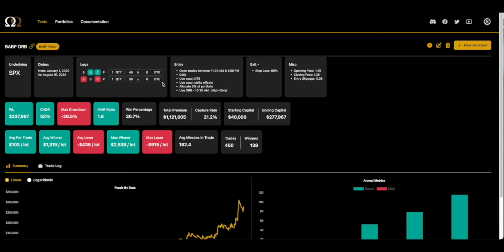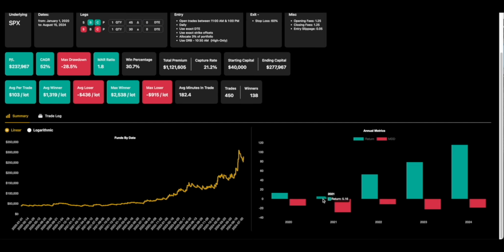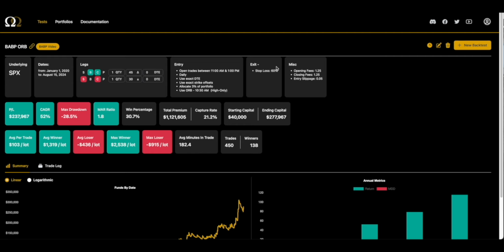So at these metrics, 3% of the portfolio, we took our capital from 40K to 270. We did have a spicy drawdown. Again, we went through COVID, and we had a year when it barely treaded water here in 2021. But as of late, it's done pretty well. So I think this is a good one to start with. So this is build a backtest portfolio test number one, the ORB. Let's put this in the list.